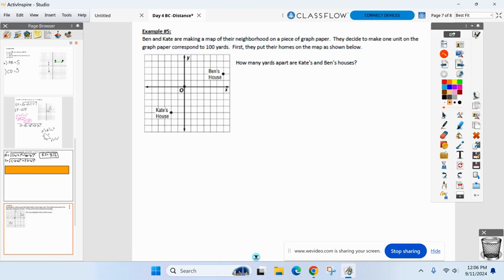Now, important here, keep reading. 1 unit represents 100 yards. So every time you go 1 unit on that graph, you win 100 yards. How many yards apart are their houses? I need your help first. I don't even know what their coordinates are, I didn't label them. So let's see. Ben's house, Colin? 6, 2. Yeah, 6, 2.